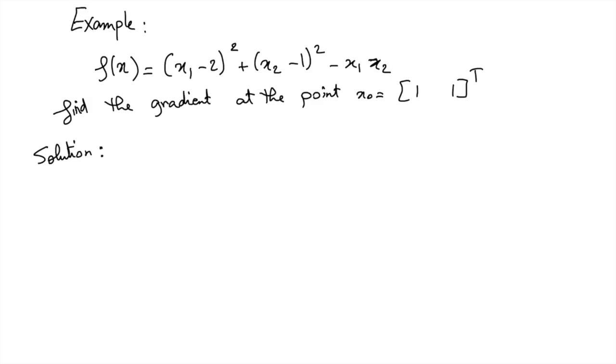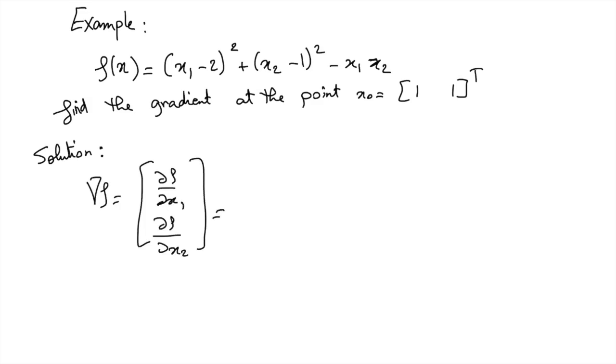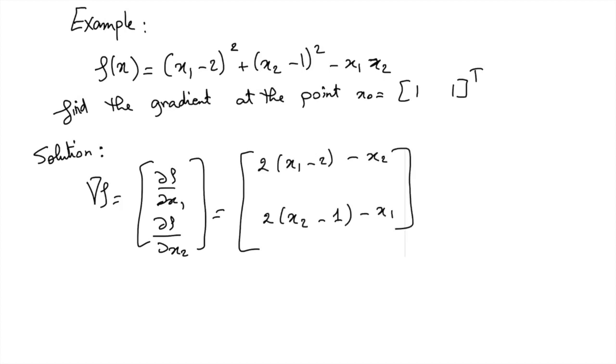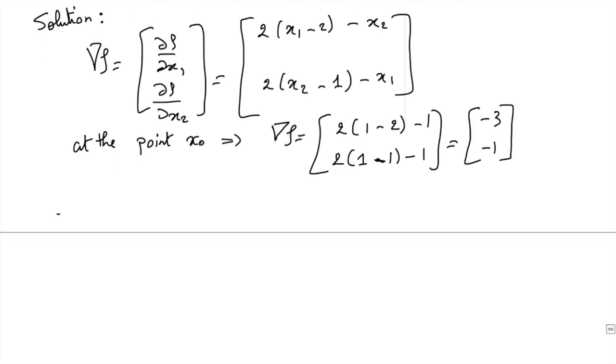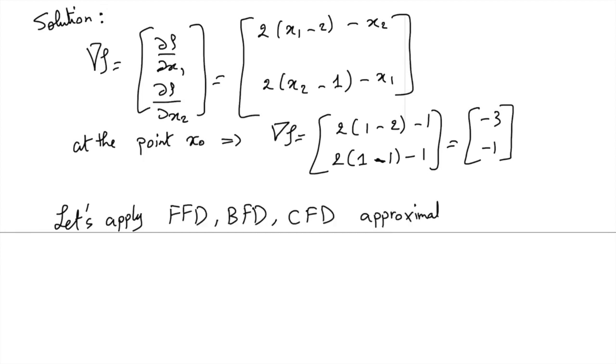So the solution for this example, we will calculate the gradient, so the partial derivative with respect to x1 and x2. So we can calculate it easily. We will get this expression. And at the point x0, 1, 1, we replace 1 and 1, and we find that the gradient is -3, -1. Let us apply FFD, BFD, and CFD approximations on this function.